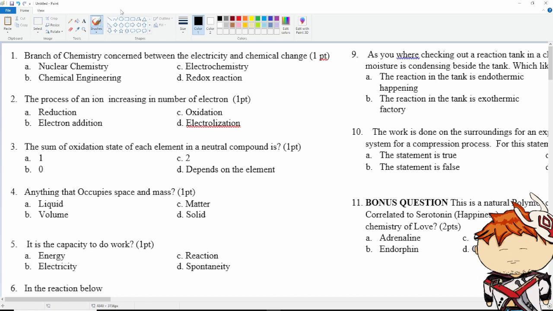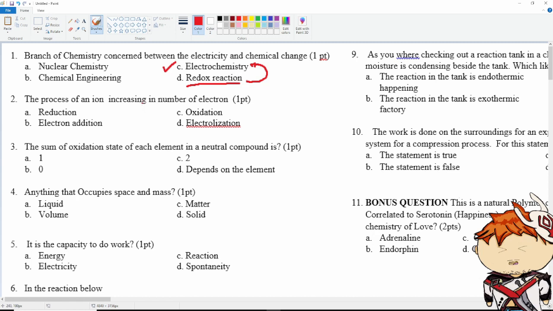Anyways, let's start with number one, multiple choice. I'm just going to use a red ball pen here. Branch of chemistry concerned with electricity and chemical change: electrochemistry. Nuclear chemistry is about nuclear, radioactive materials. Chemical engineering is such a general topic. Redox reaction is about reduction and oxidation reactions, which fall under electrochemistry. And it says branch of chemistry, so it must be electrochemistry.